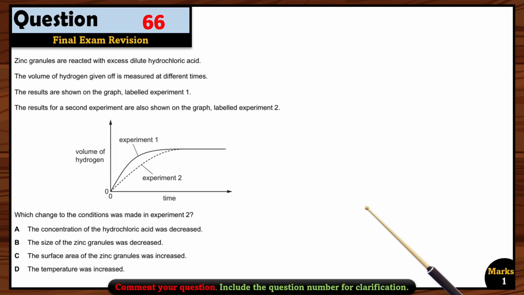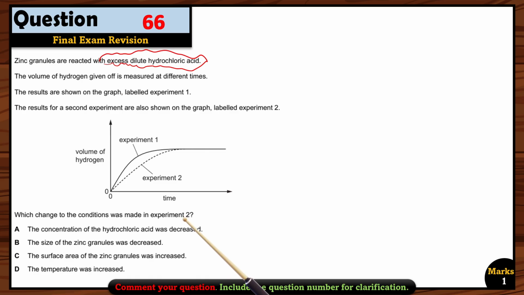Let's see 66. The zinc granules are reacted with the excess dilute HCl. The volume of hydrogen given off is measured at different times. The results are shown on graph labeled 1. The result of second experiments are also shown on the graph labeled experiment 2. So we have dilute HCl in the excess amount, okay? So which change to the condition was made in experiment 2?